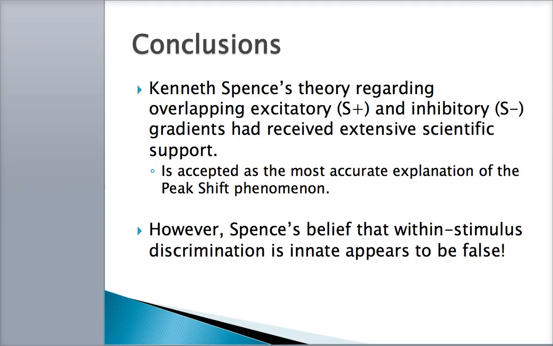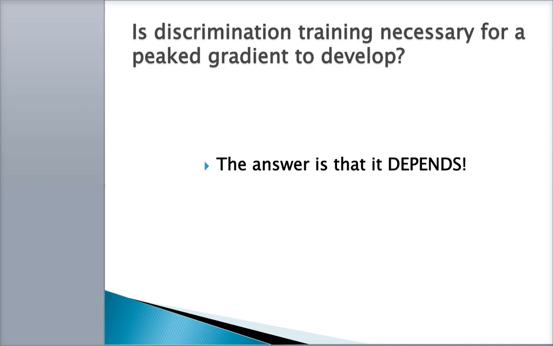So the conclusions are basically that Kenneth Spence's theory regarding the overlapping excitatory and inhibitory gradients to explain peak shift has received extensive scientific support, and it's accepted as the most accurate explanation of peak shift. However, his belief that within stimulus discrimination or within continuum discrimination is innate appears to be false. So the question is, is discrimination training necessary for a peaked gradient to develop? Well, based on Peterson's study, you would have to say yes, but I would say that the answer is that it depends.